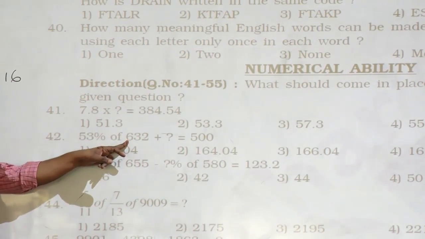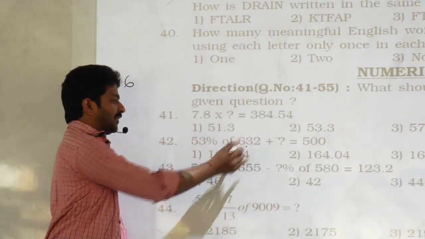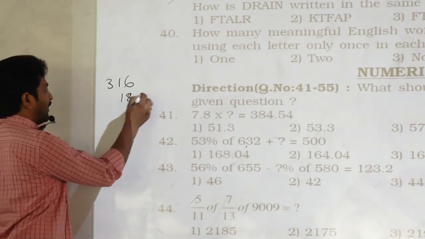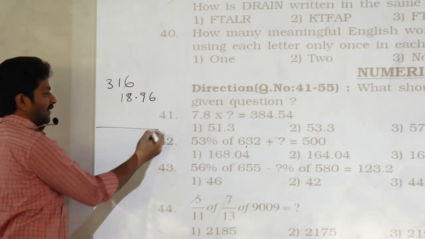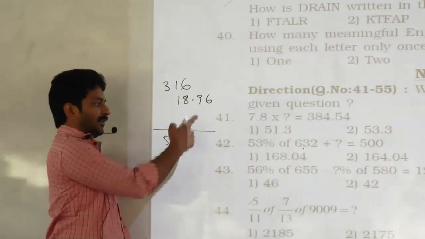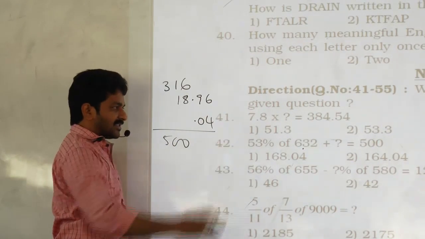50% of this number 316. 3%: 1% is 6.32, 3% is 18.96. And to make it 500, you definitely need to add 0.04. I think every answer is ending with that.